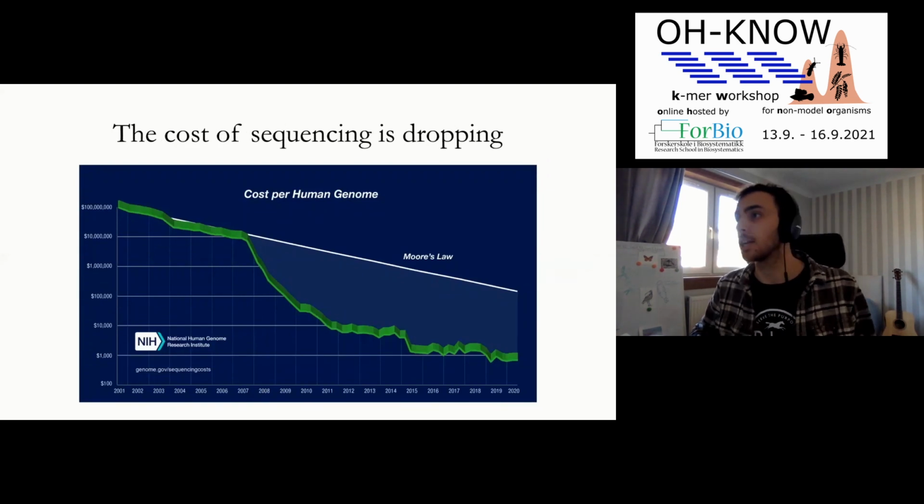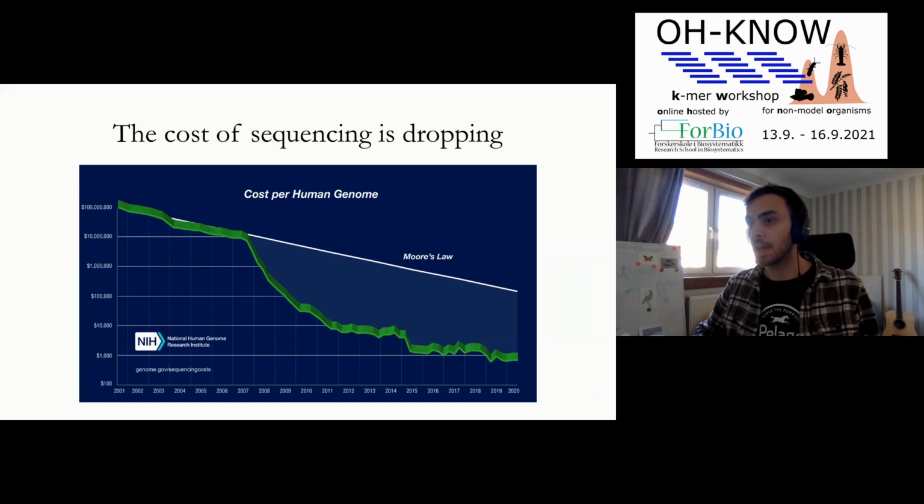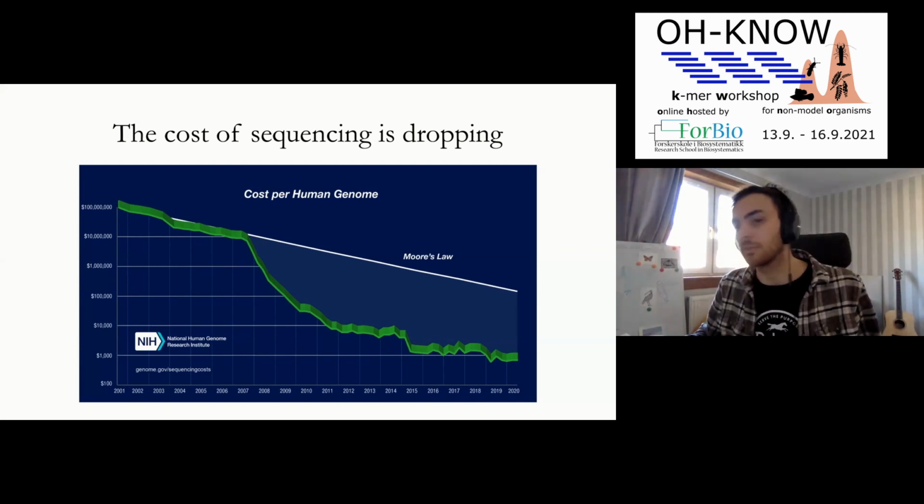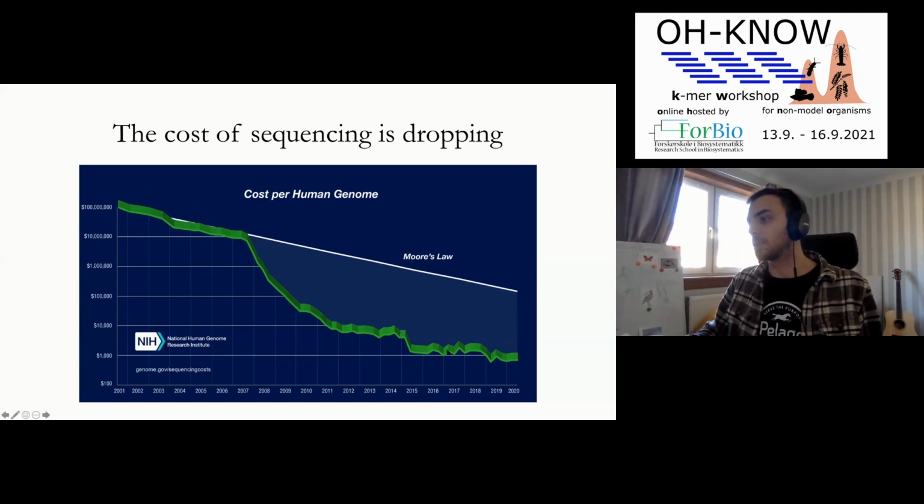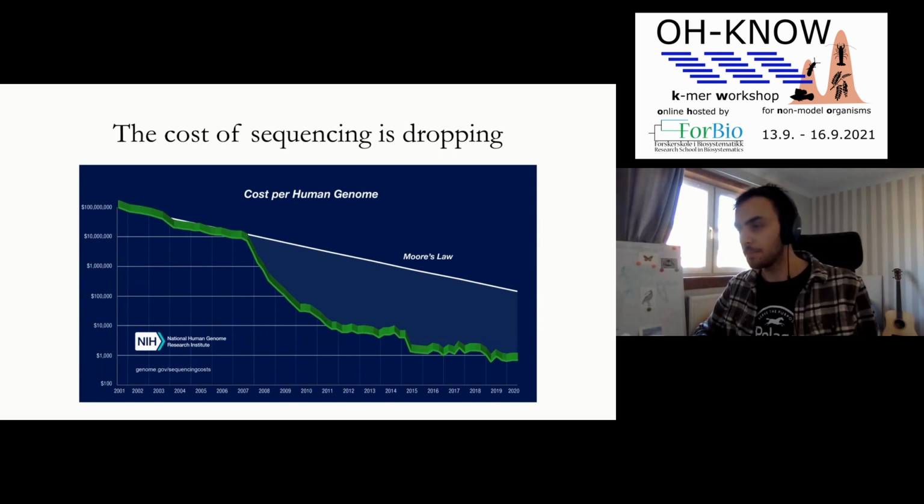And that's being helped by the fact that sequencing is getting a lot cheaper. So here's a curve from the NIH. And you can see that in 2008, 2009, there's this very steep drop off in price. And although it's still reducing, it's kind of leveling off slightly.